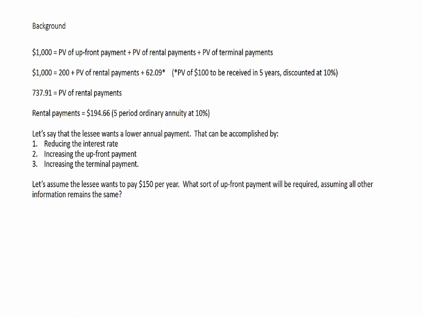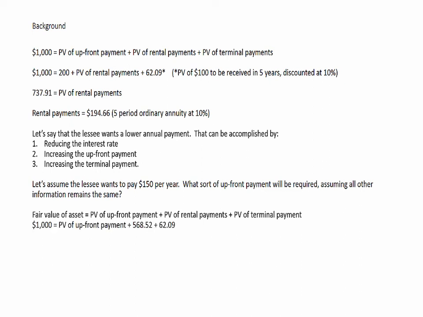We can either reduce the interest rate, we can increase the upfront payment, or we can increase the terminal payment. Let's assume the lessee wants to pay $150 per year. What sort of upfront payment will be required, assuming all other information remains the same? Again, we have the same horizontal equation as before. Now we simply have a different item being the unknown that we're solving for. The fair value of the asset equals the present value of the upfront payment plus the present value of those $150 rental payments plus the present value of that terminal payment. So the present value of the upfront payment must be $369.39. So if the lessee makes an upfront payment of $369.39, they can get away with a $150 annual rental payment.